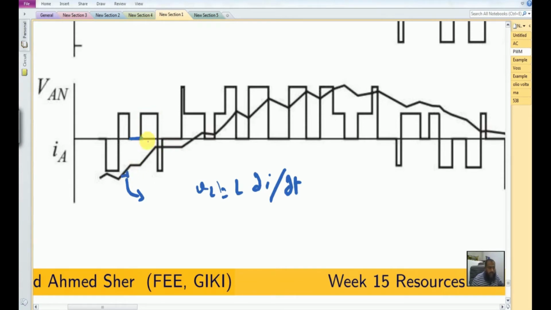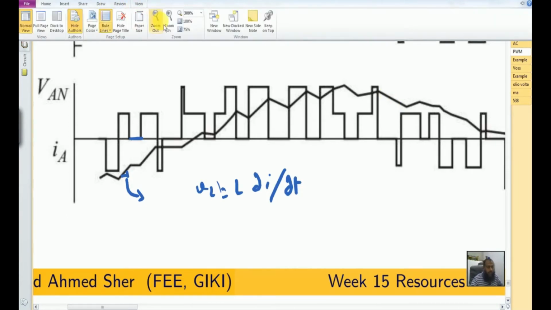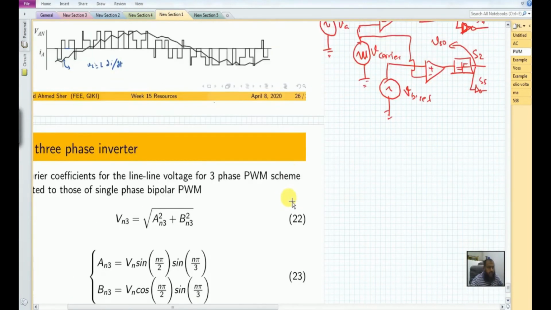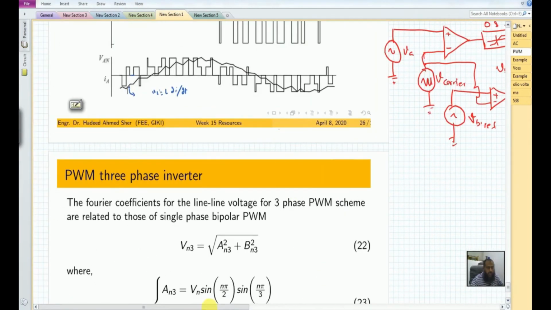Then again during this period the current rises, and for this very small period the current actually has a very small downslope. Thereafter it again has the 0 value, and so on and so forth. The current shows the graph that is quite similar to that we discussed in the DC to DC converters. So let us move ahead to the next slide.